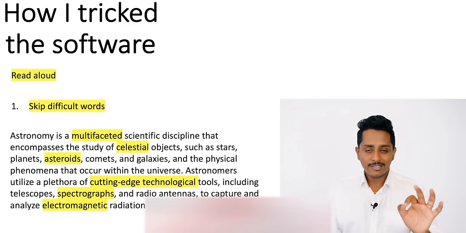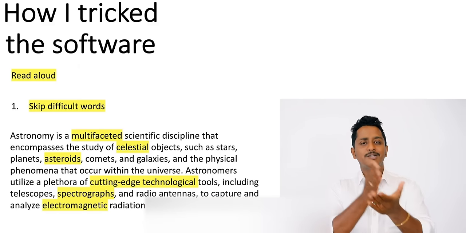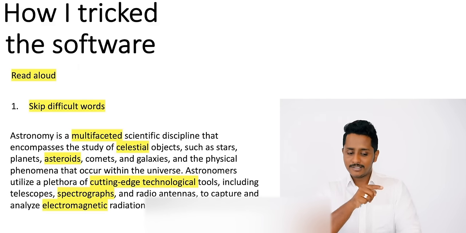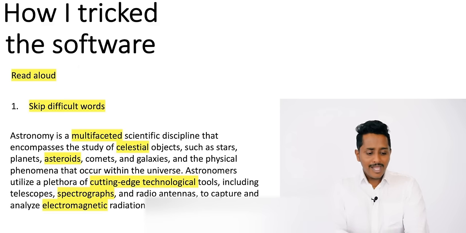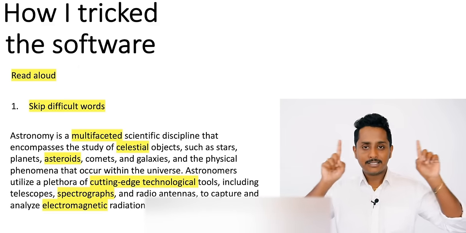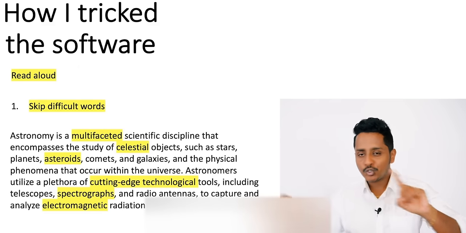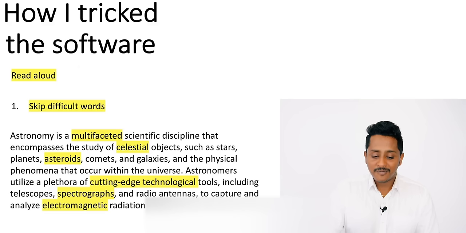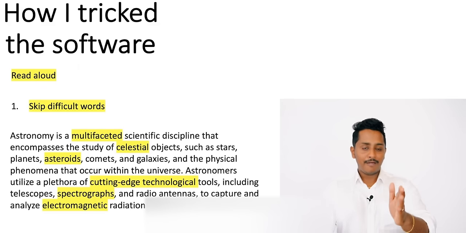But listen to it carefully, because some people listen only halfway. Simply skipping words will not work. Let's say there is a word there, multifaceted. Astronomy is a scientific discipline. Now you don't get marks. So listen to me carefully. The flow should go, that's when you actually trick the software. Astronomy is a multifaceted scientific discipline that encompasses the study of celestial objects such as stars, planets, asteroids, comets, and galaxies. This is how you have to read perfectly.